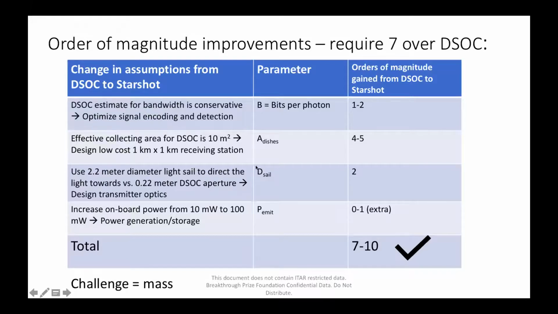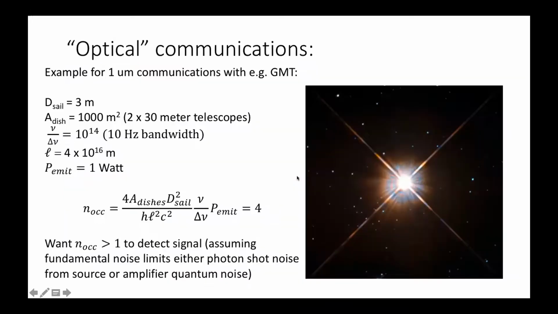It's also possible to use the 2-meter diameter of the sail instead of the 0.2 meter diameter of the DSOC. If we could coherently combine on the sail a whole bunch of very, very low power lasers and point them all towards the Earth, we could gain another 2 orders of magnitude. So when you add these together, you can get maybe 7 to 10 orders of magnitude. At least in a very rough way, it's within the possibilities of physical laws. It doesn't violate any physical laws.